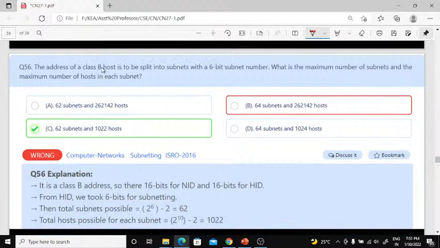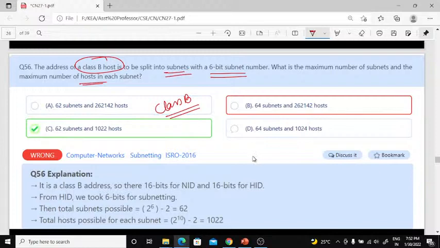The address of a class B host is to be split into subnets with a 6-bit subnet number. What is the maximum number of subnets and the maximum number of hosts in each subnet?